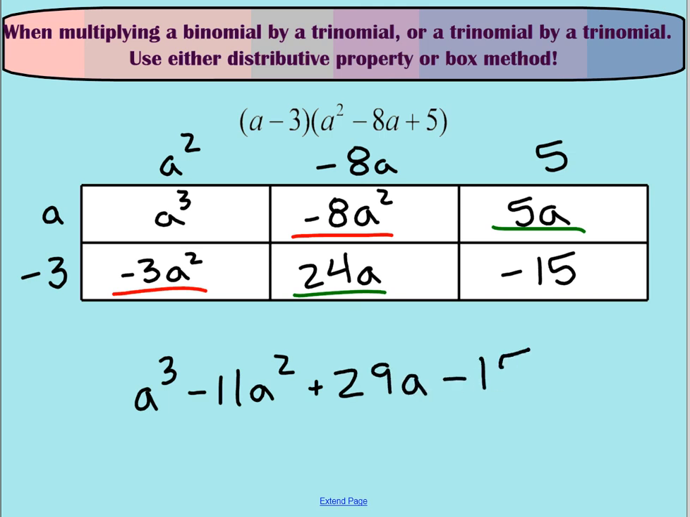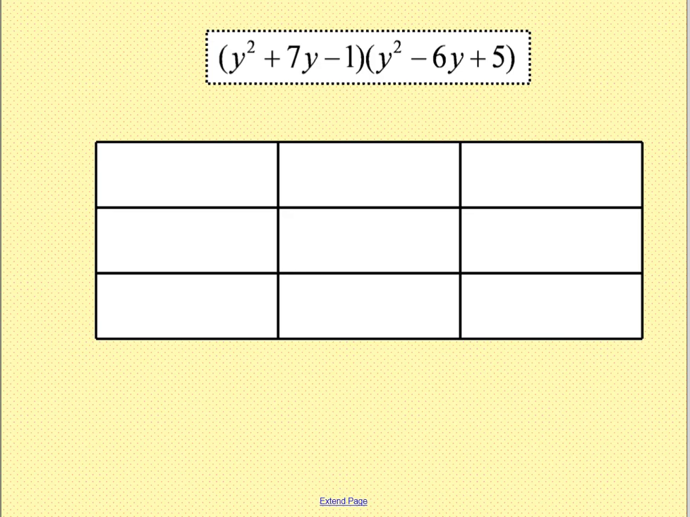We have one more example. Same type of thing, except this time I have a trinomial times a trinomial, so I'm going to have a 3 by 3 box. So I have y squared, 7y, and negative 1. I have y squared, negative 6y, and 5. I'm going to multiply all that stuff together.